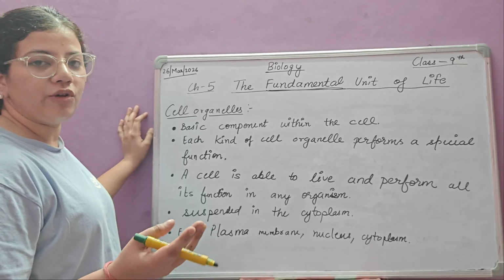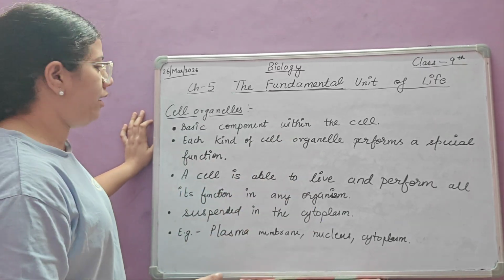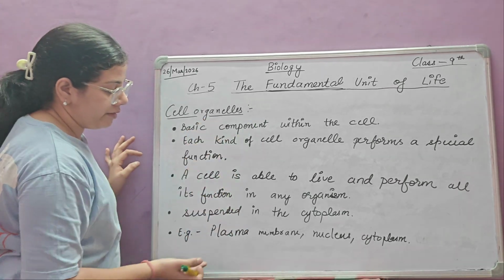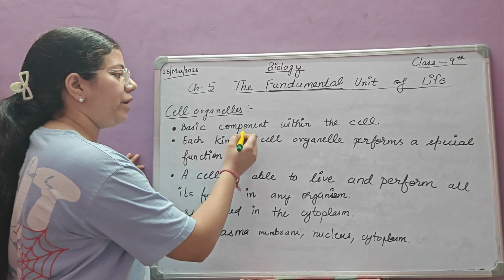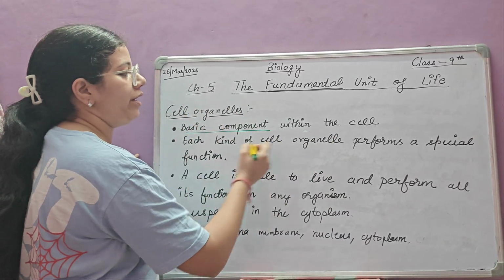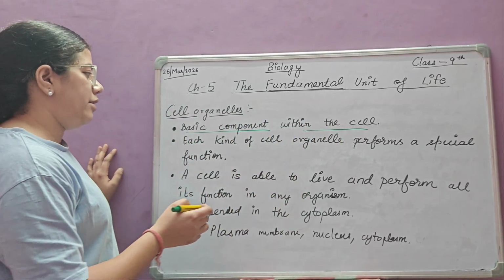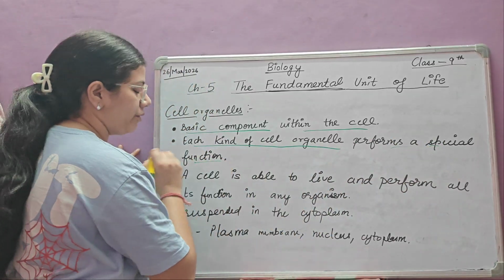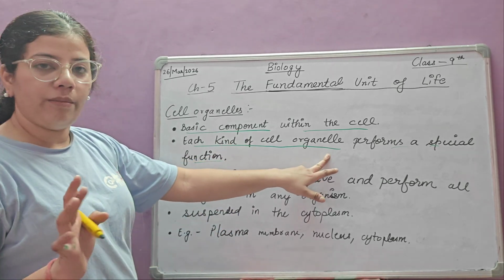So previously we discussed the basic cell structure and the organelles. I have drawn the rough diagram of the cell. Now we are going to start with cell organelles. What are cell organelles? I have written some basic properties of the cell organelles that are mentioned in the NCERT. If we talk about the definition, basic components within the cell. Cell के अंदर जो भी basic components होते हैं, we are calling them cell organelles. Each kind of cell organelle performs a special function.